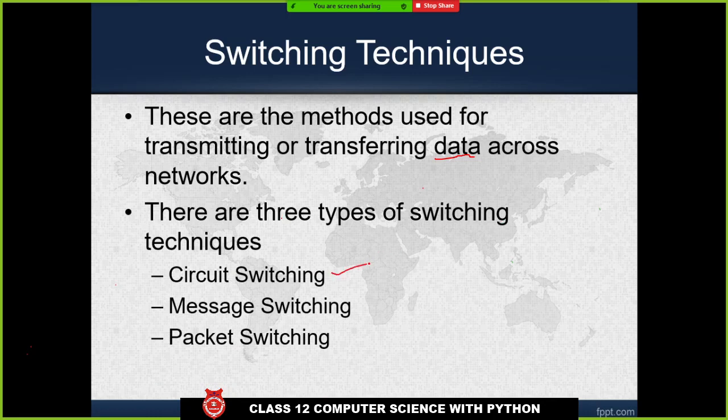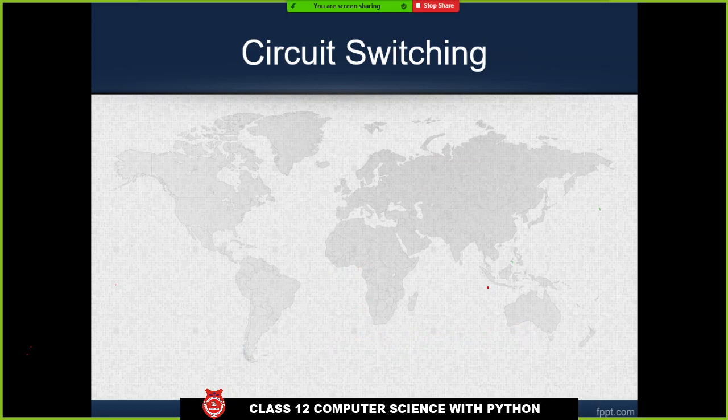There are three types of switching techniques. The first one is circuit switching, the second one is message switching, and the third one is packet switching. Packet switching is the most common in the internet. You have to know this. Other switching methods are also used, but packet switching is the most common. Now let's study circuit switching first.